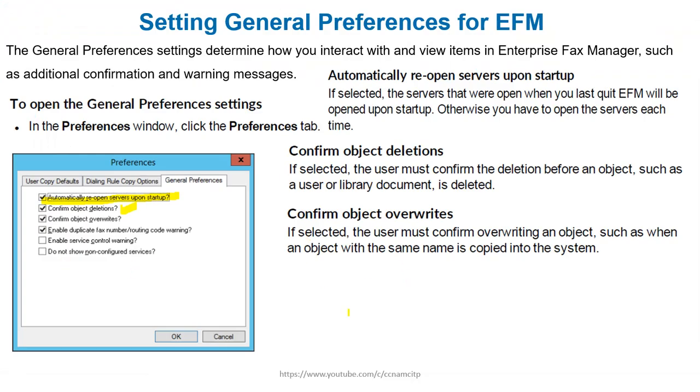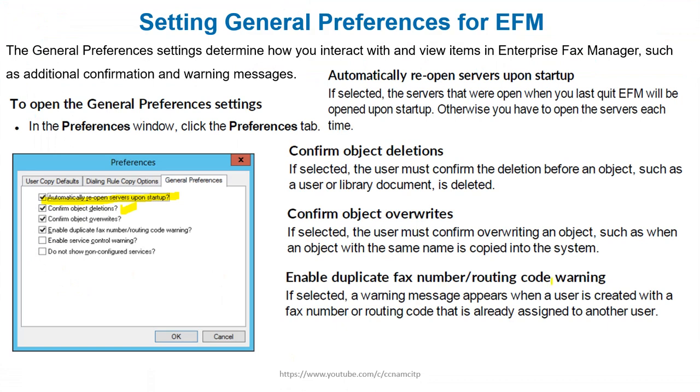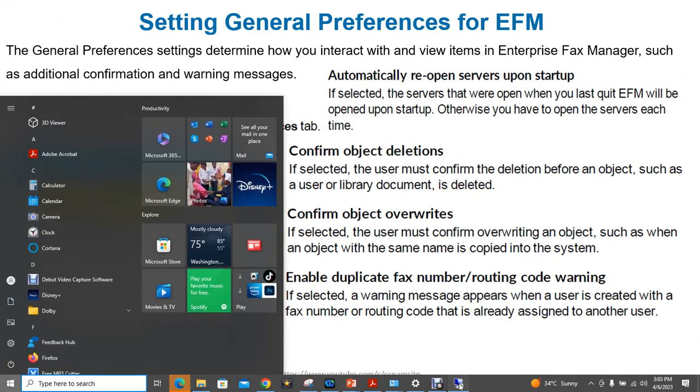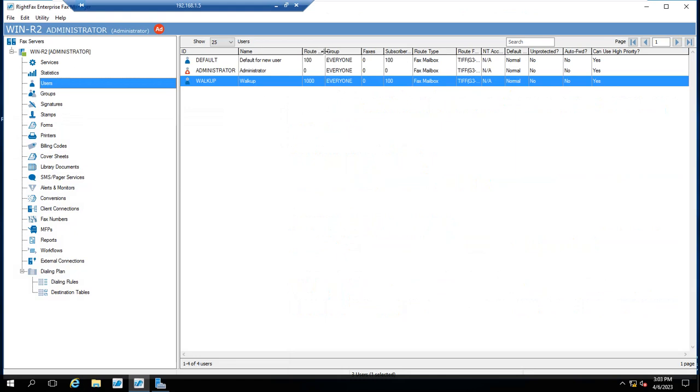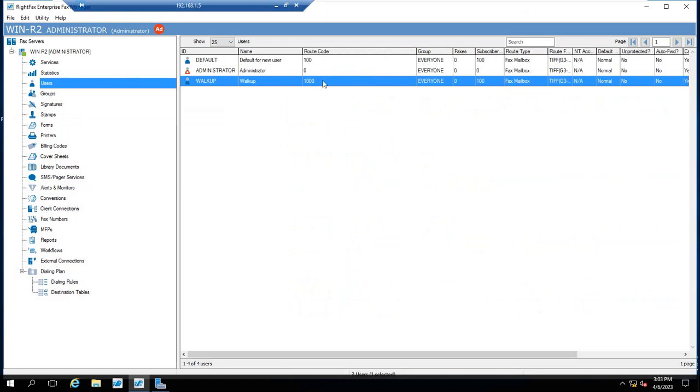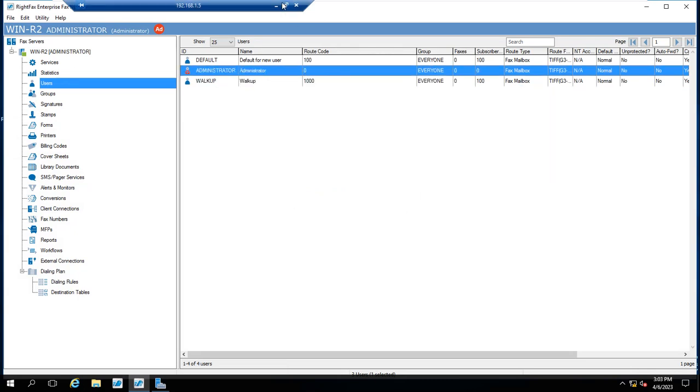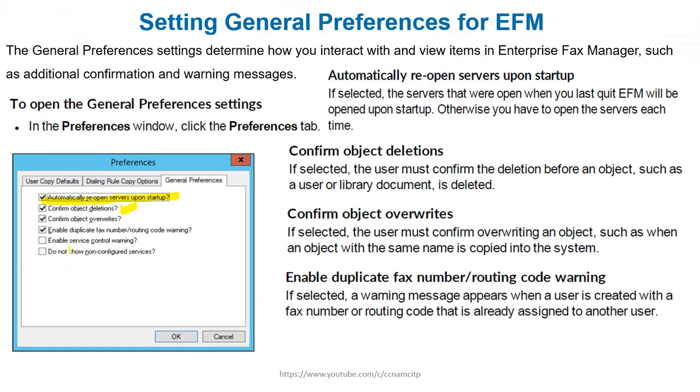And the next one is enable duplicate fax routing code warning. So if you have multiple users with the same duplicate routing code, we need to have a warning. As of now you can see it has 1000, it has 100, it has 0. So that also we can set up. And enable service control warning, do not show non-configured services.